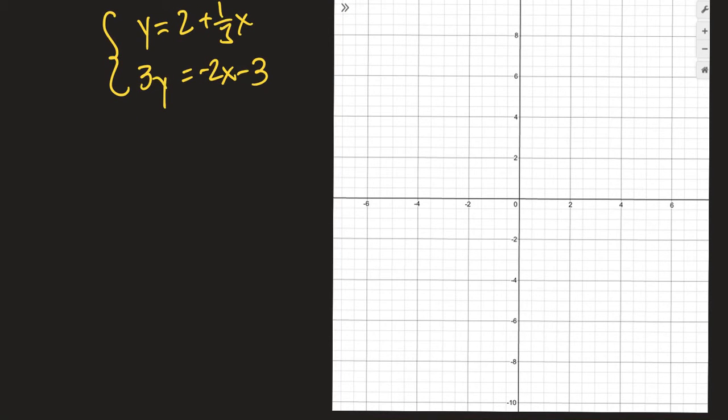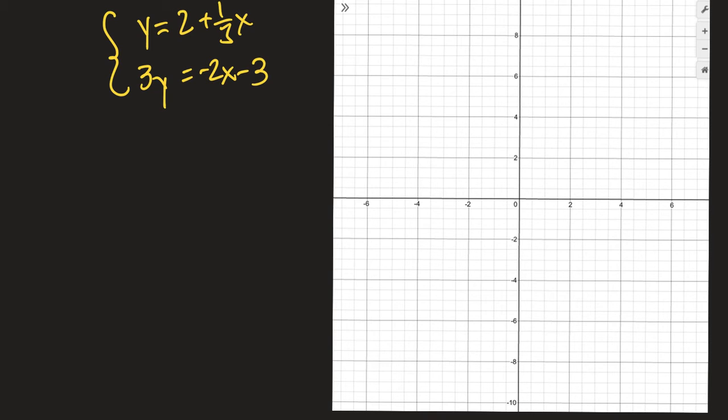Let's solve a system of equations by graphing. As you can see here in the yellow, I have a system of equations defined. The top equation is y equals 2 plus 1/3 x, and the bottom one is 3y equals negative 2x minus 3. Now I'm going to rewrite this system, but first I want to rearrange some terms so that these equations are both written in slope-intercept form.